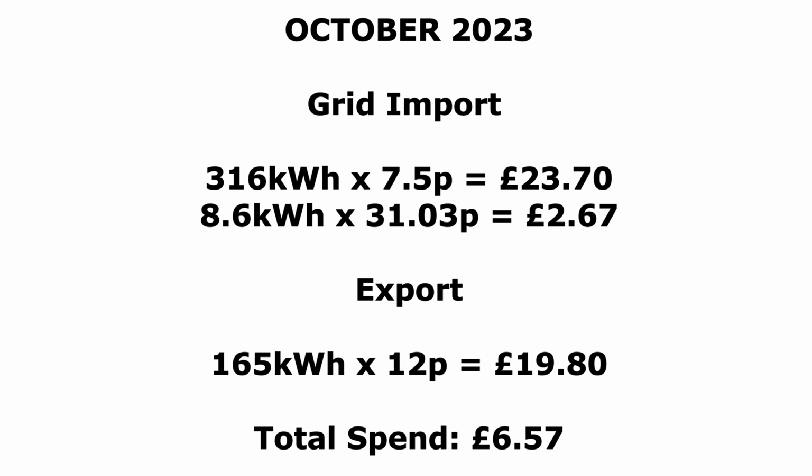Right, so that brings us nicely onto some figures for the month. Grid import: we imported 316 kilowatt hours overnight on the cheap rate of 7.5 pence on Octopus Intelligent, that worked out at £23.70. And then we also imported 8.6 kilowatt hours at the expensive rate of 31 pence, that equaled £2.67. And the export, we exported 165 kilowatt hours at the 12p Scottish Power rate, which gives us £19.80. So if I subtract those values, it ends up being £6.57 for the whole month on electricity, not including the standing charges, of course.